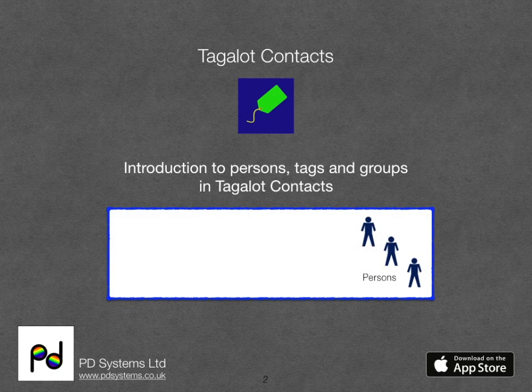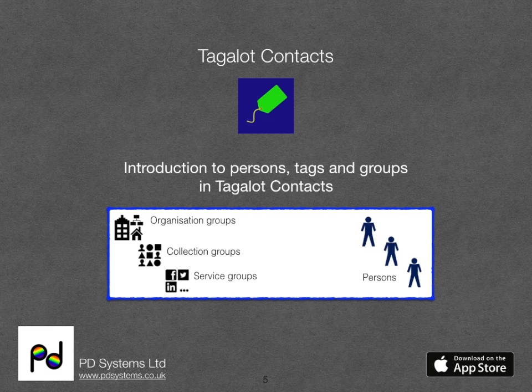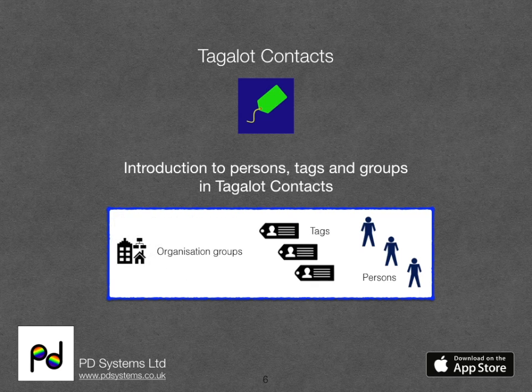This overview will include person details, Tagalot's three types of group records: organization groups, collection groups, service groups, and Tagalot's organization tag, which is used to associate a person with an organization.